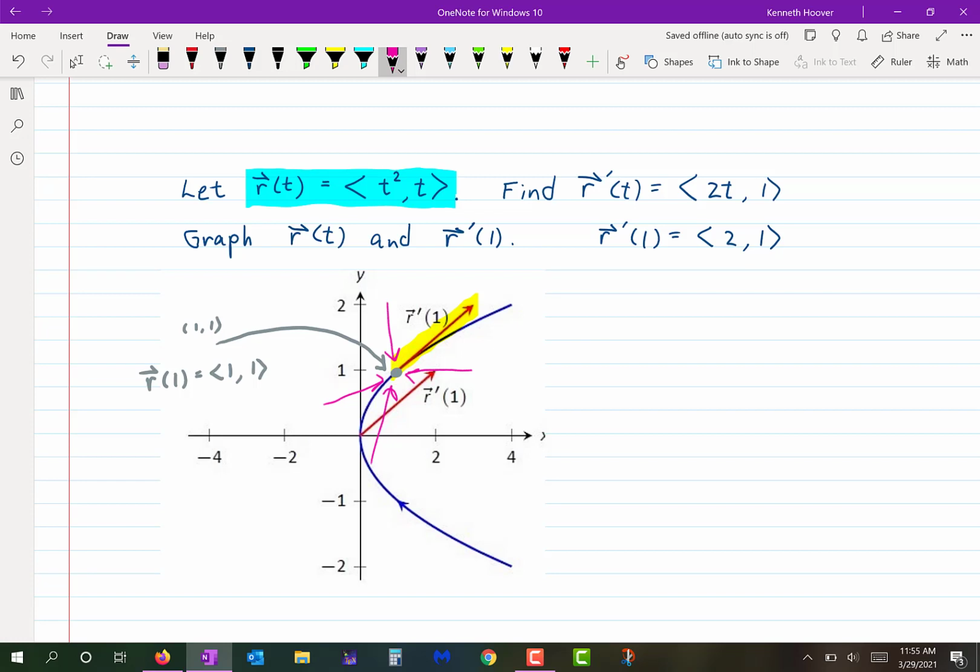So it makes more sense if we draw the vector r prime of 1 originating from that point. Okay? Then what you have is what's called a tangent vector. What I've highlighted in yellow there is a tangent vector emanating from the point r of 1, and it's the vector r prime of 1 originating from that point.